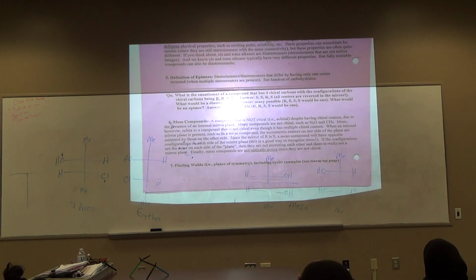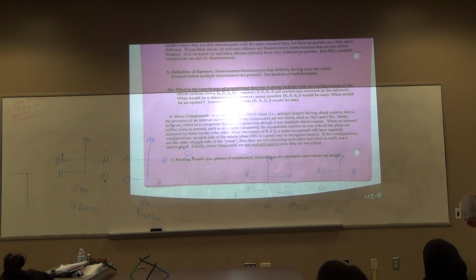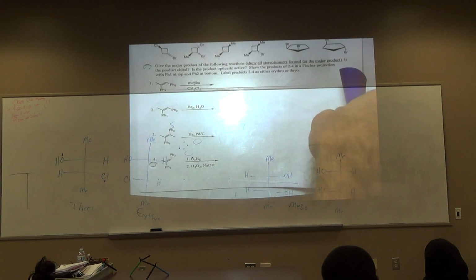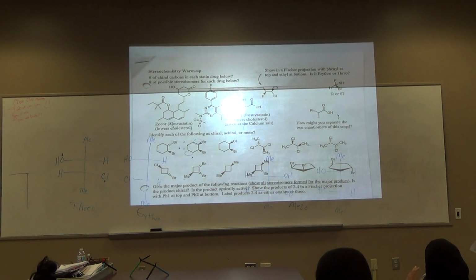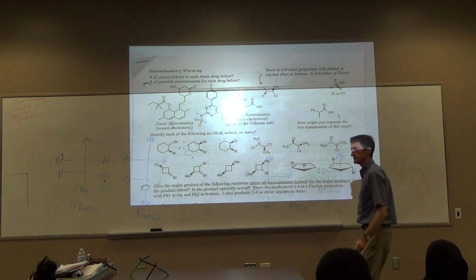Meso, we've already covered that. Finding Waldo. Let's look at the next page. I mean the other handout. Ultimately, how do you tell if the compound is chiral? Plane of symmetry.